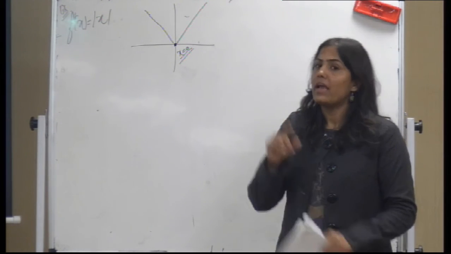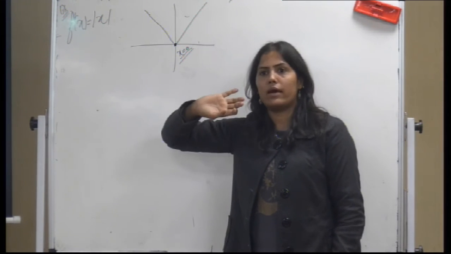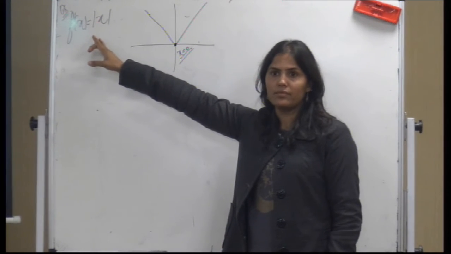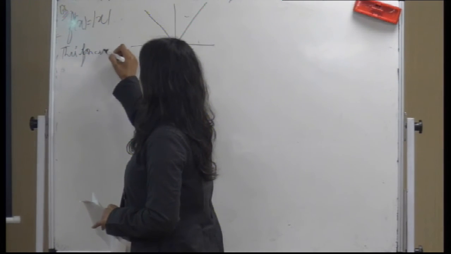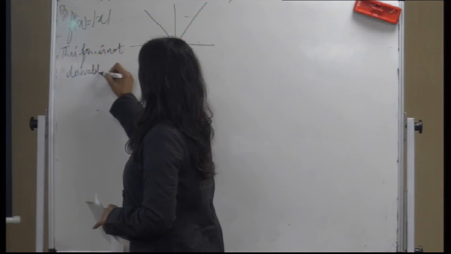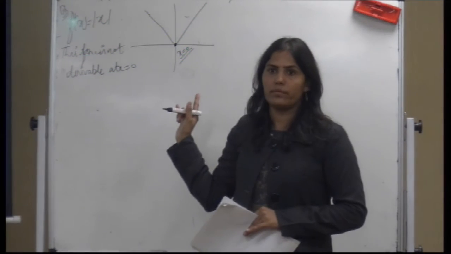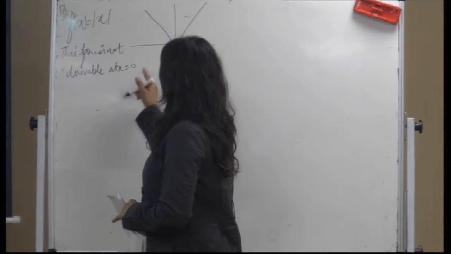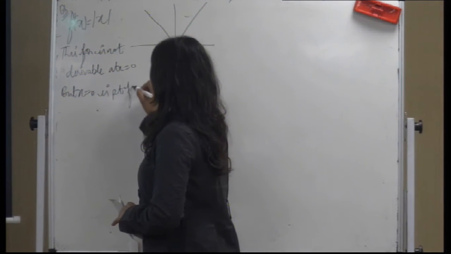Let me explain. If you know that the point is a point of maxima, at that point the function will have derivative 0. But here you cannot, this function is not derivable. It is continuous, but it is not derivable at x equal to 0, and yet x equal to 0 is a point of minima.